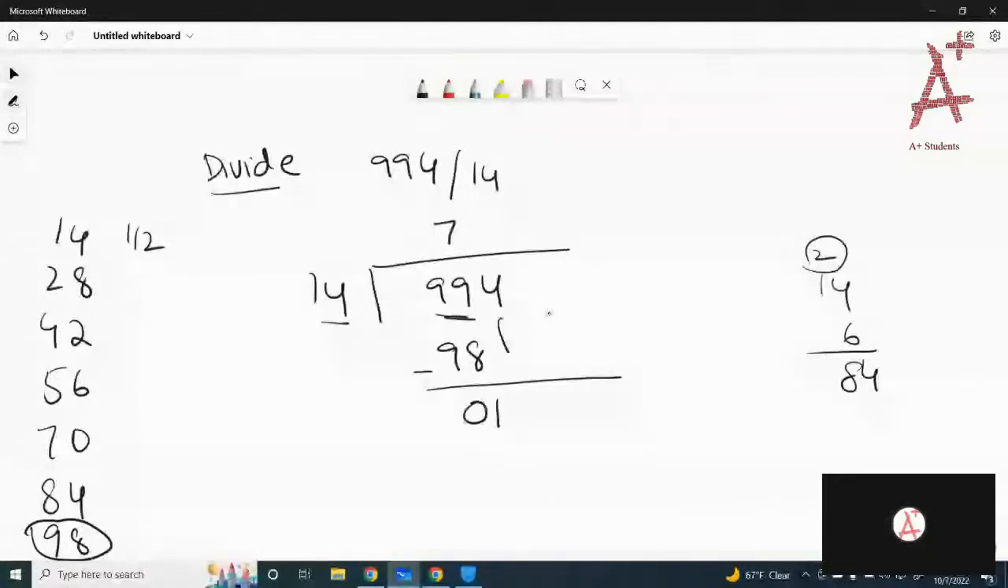You need to bring the next digit down. It would be 14. So 14 times 1 is 14. Got it? 14 subtract 14 is 0. So this is the quotient and this is the remainder. Got it?